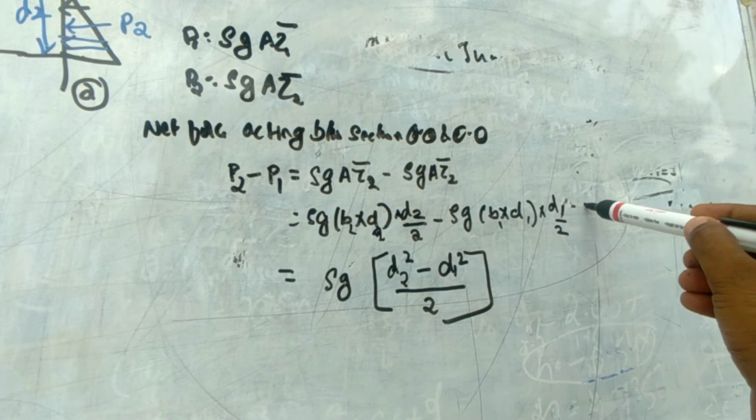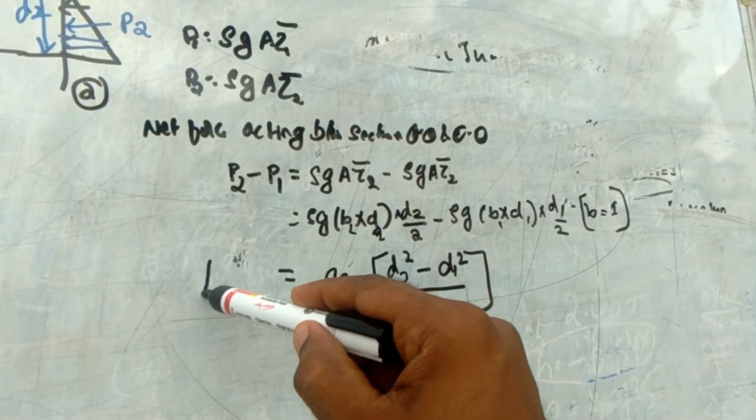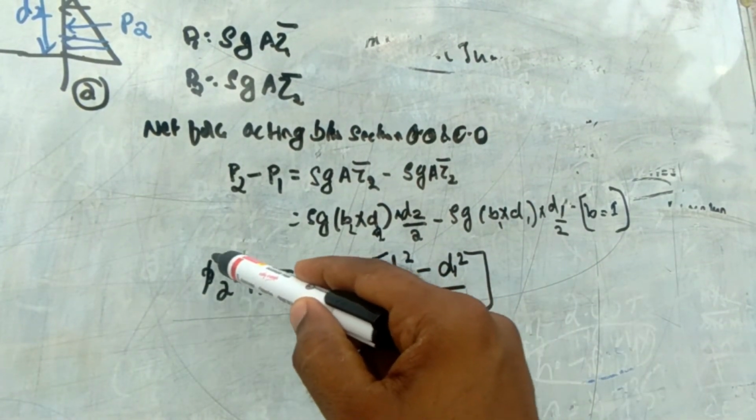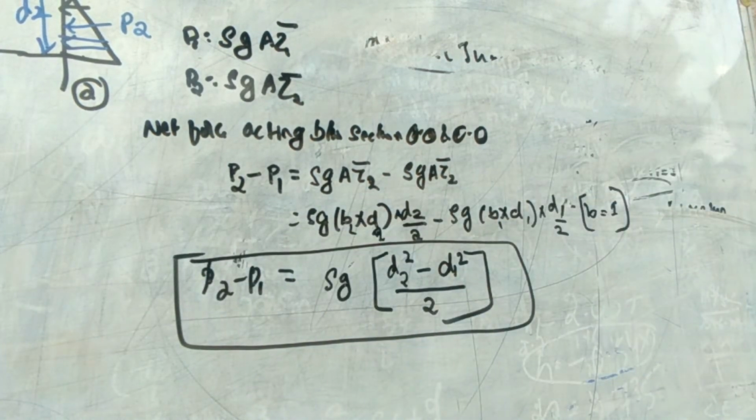Here B is equal to 1, we should take the breadth equal to 1, so then this equation becomes, we will get P2 minus P1 is equal to this equation. The first equation we will get is this one, P2 minus P1 is equal to D2 minus then this one.